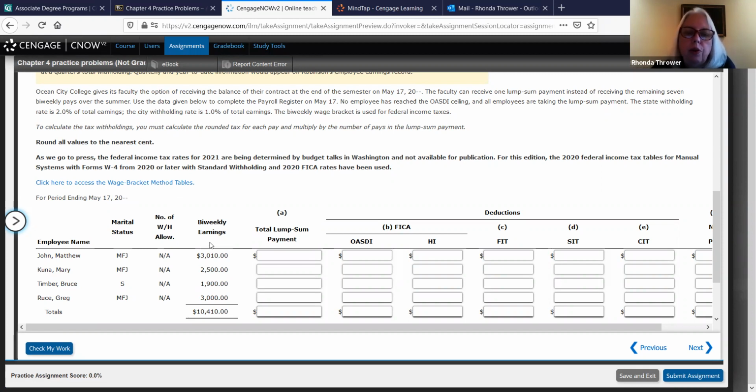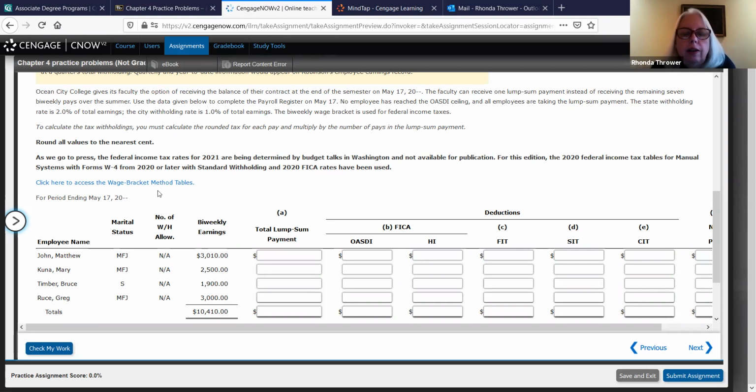In order to save a little bit of time in this video, so we can get through more things, I'm just going to go through one of these. I'm going to go through the first employee, which has the highest amount of biweekly earnings. And right here's your wage bracket table for you to find the federal income taxes.